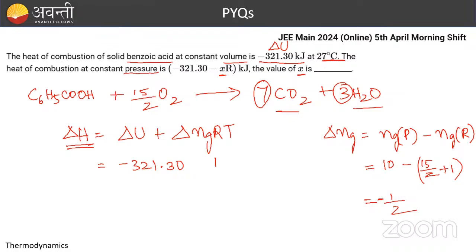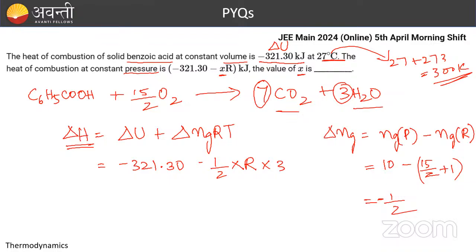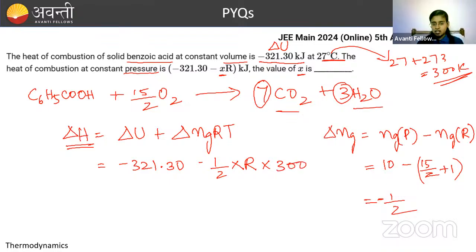Should be minus 1 by 2. And R value is not given, so let me keep this as R. And temperature is given as 27 degrees Celsius. 27 means 27 plus 273, so it will be 300 in terms of Kelvin, right? So it is 300. Got it?